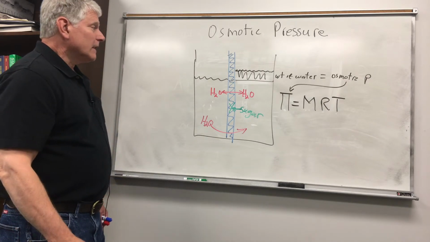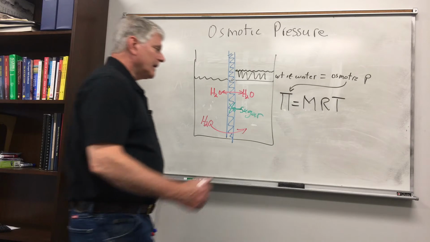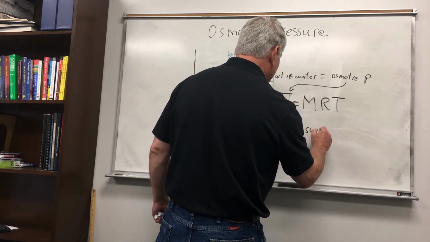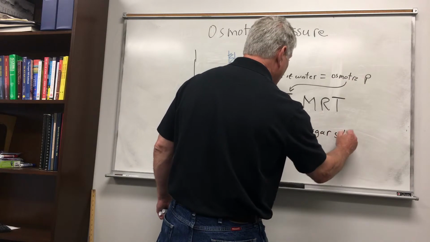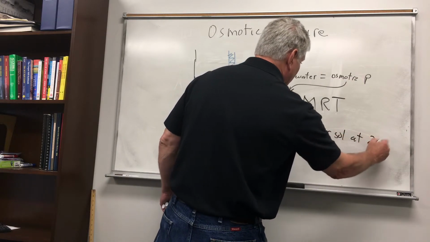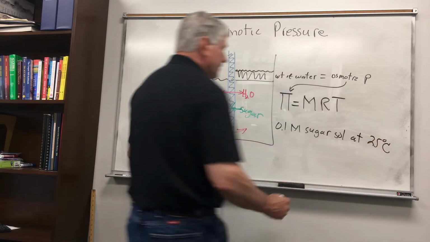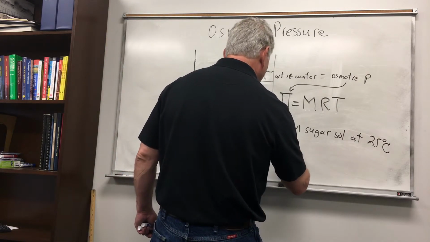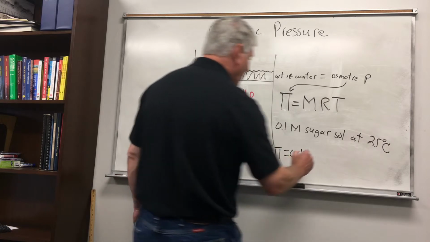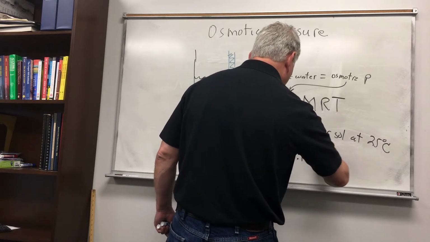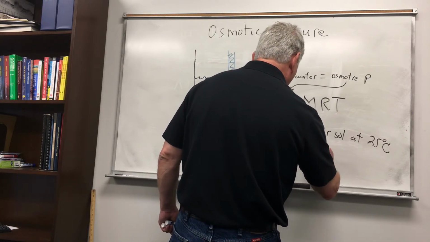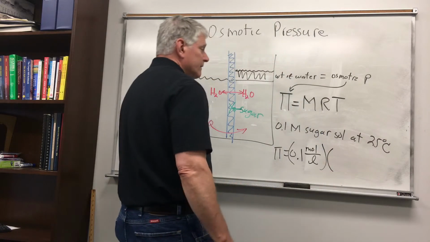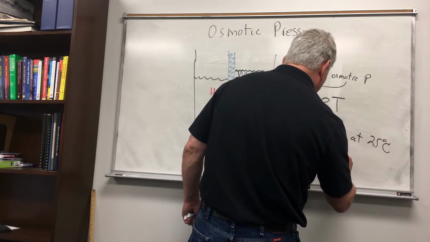So let's calculate the osmotic pressure. Say we have a 0.1 molar sugar solution at 25 degrees centigrade. Let's calculate the osmotic pressure. So the osmotic pressure would be 0.1 molar. So molar is moles per liter for its units. Have the ideal gas constant.